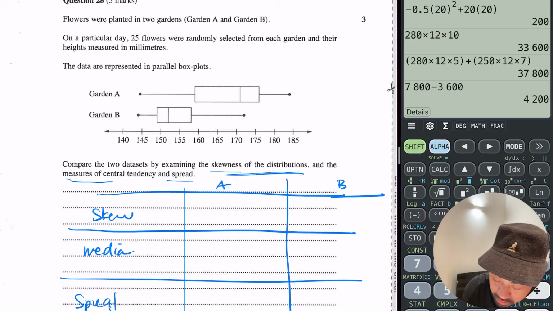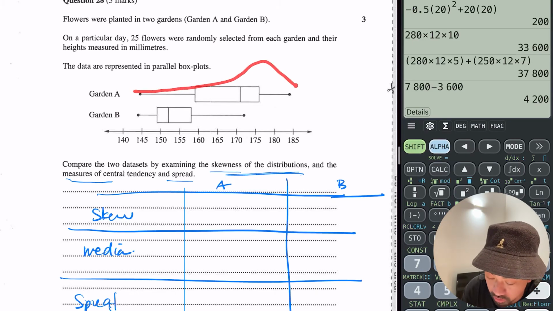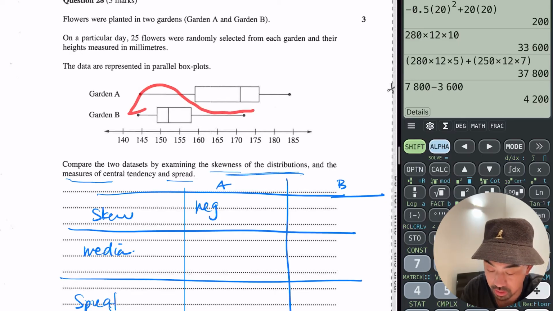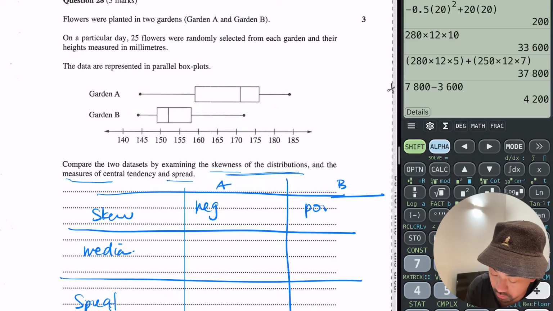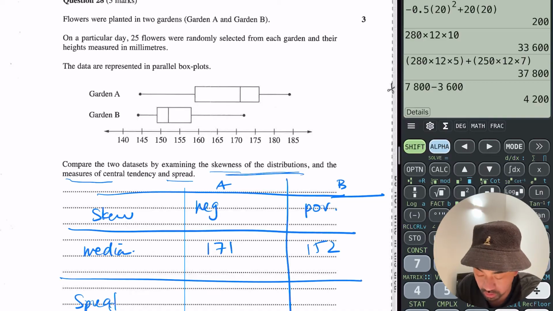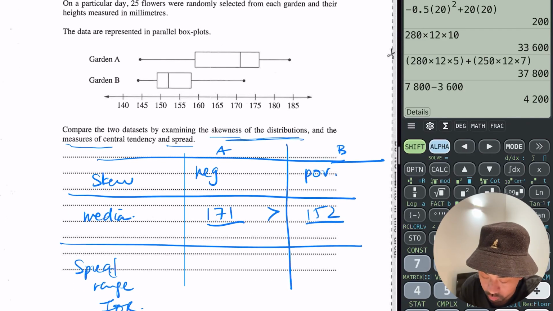All right, now the skew here, see how it is really spread out here and then concentrated here. So this is going to be negatively skewed for A. And for B, this will be the opposite. That will be positively skewed, because it's more concentrated towards this end here. So this is positive skew. All right, so the median is higher. So the median for A is 171, it looks like. And the median for B is 152. So as you can see, 171 is bigger than that. So greater than.